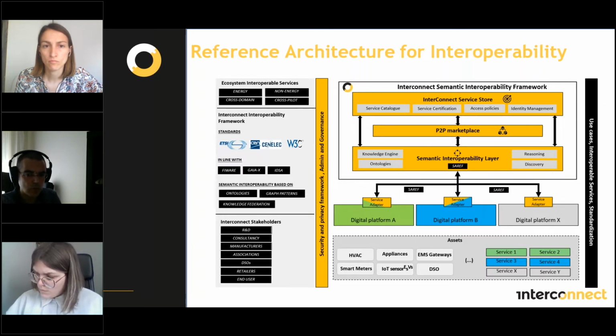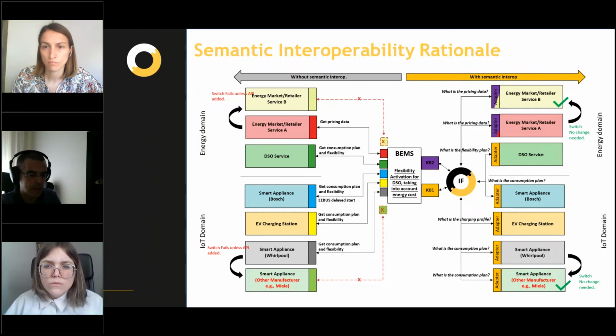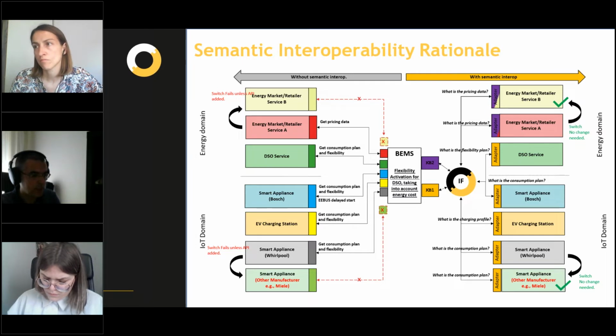So to exemplify a bit better what this means, in the next slide we have a comparison between what is interoperable and what is not semantically interoperable, and what the gain is. So let's imagine that you have a plethora of services and service providers interacting with each other towards a management system within a household. Let's say that for the use of flexibility, which is one of the several use cases that we have defined in the project, to take advantage of assets that are within buildings, associated with the building energy management system, which is the centerpiece there, the element there.